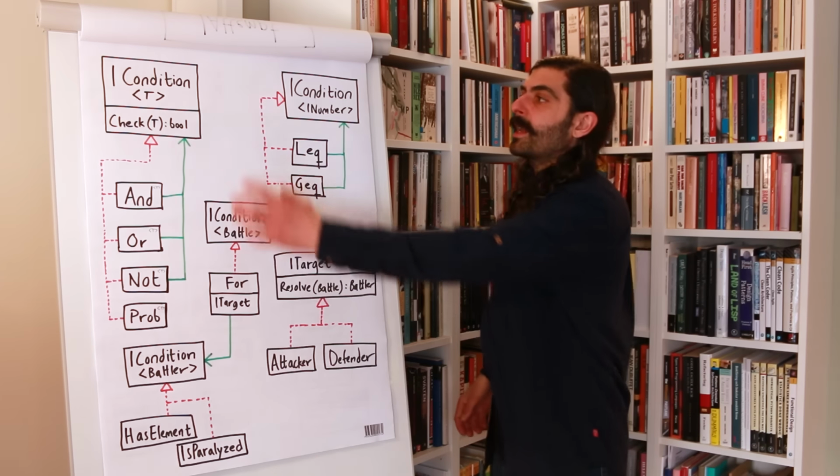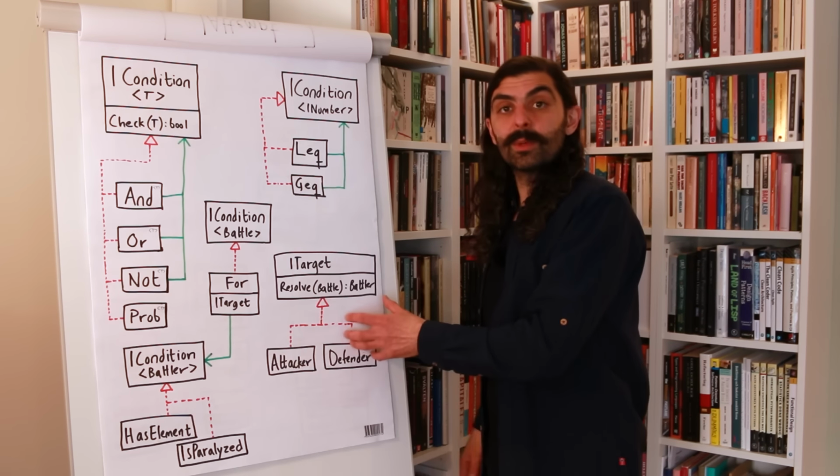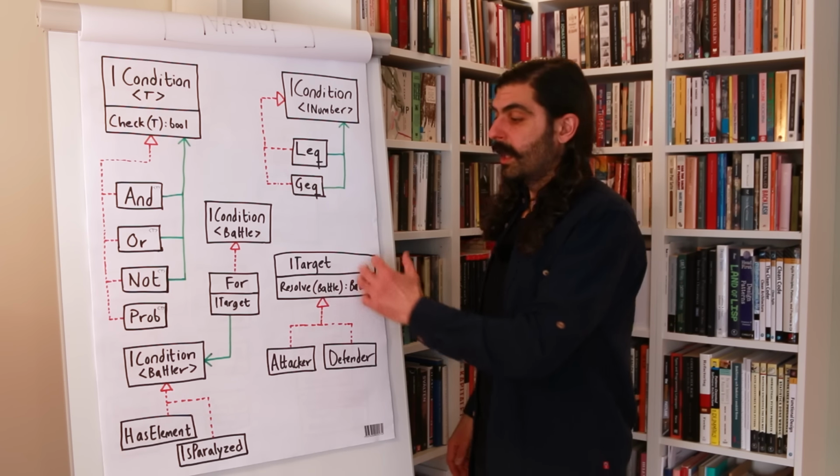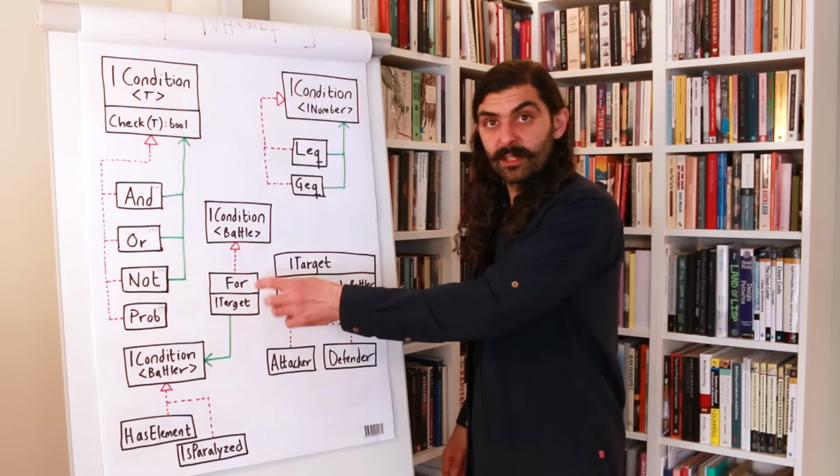So iTarget is unrelated to conditions, right? It's a thing that we will use for effects as well, as we will see later. But we have to understand it now in order to understand this for type.